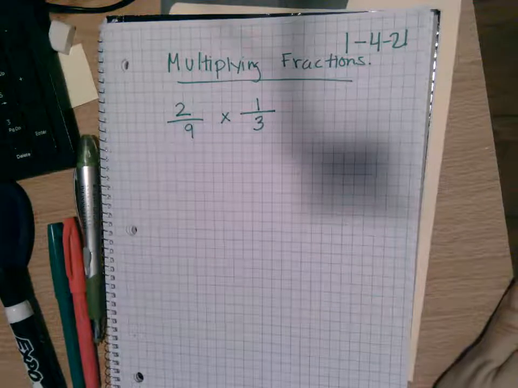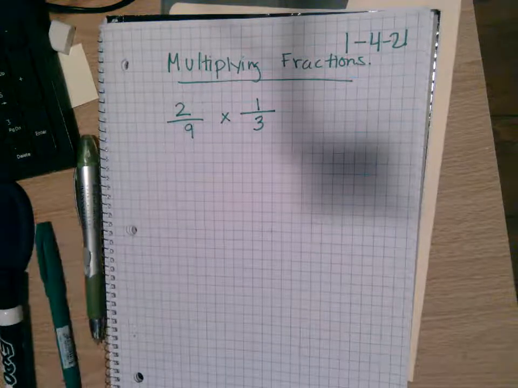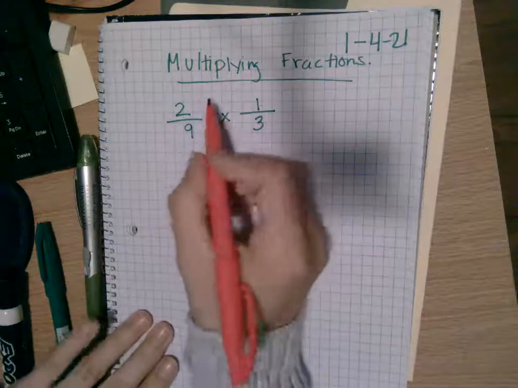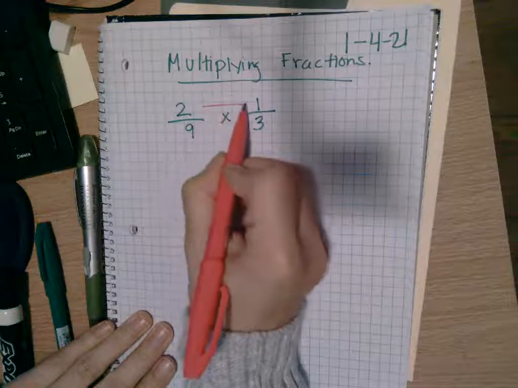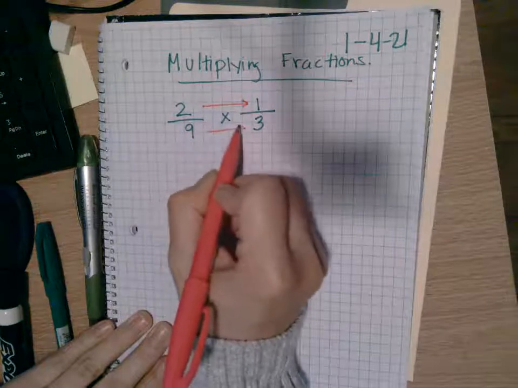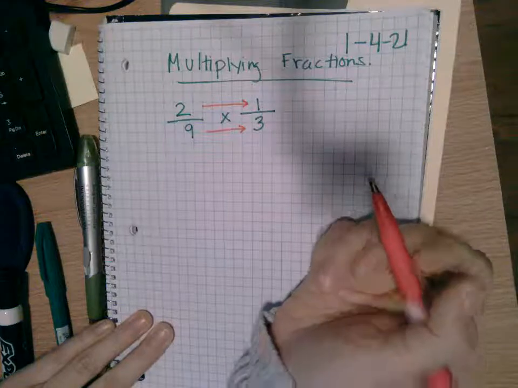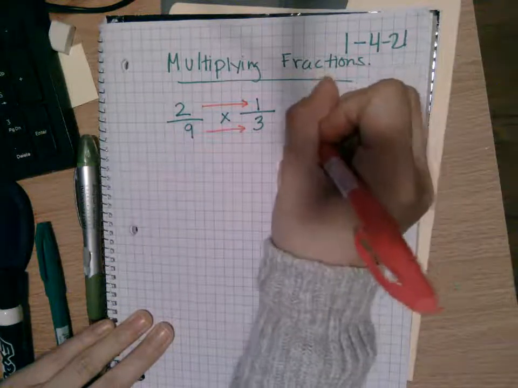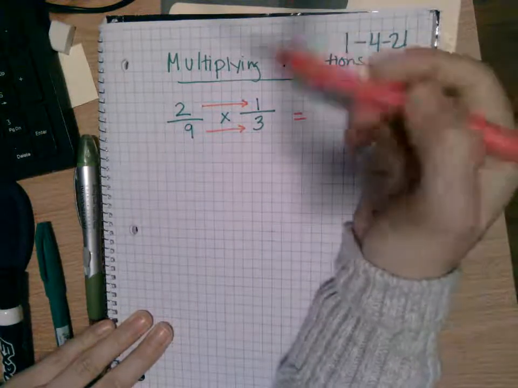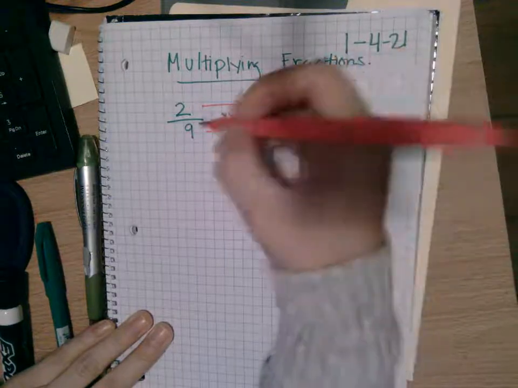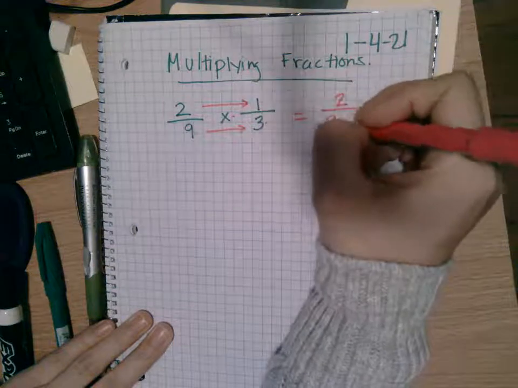It's a fantastic shortcut. Okay, so when you're multiplying fractions, the reason it's so easy is all you have to do is multiply straight across. That's all you have to do. There's no common denominators, guys. All you have to do is just multiply straight across. It's the easiest. 2 times 1 is 2, and 9 times 3 is 27.